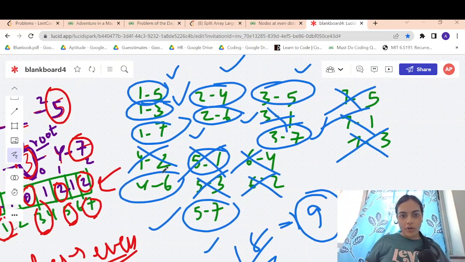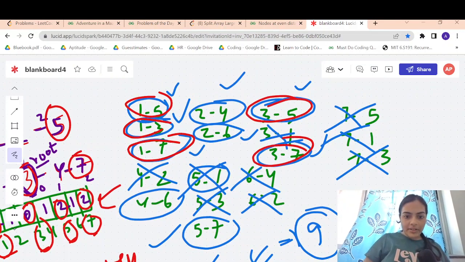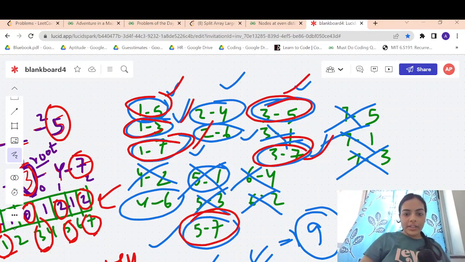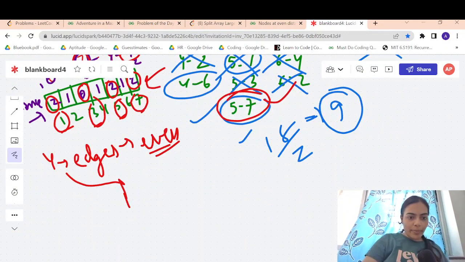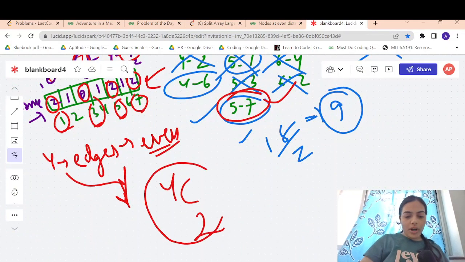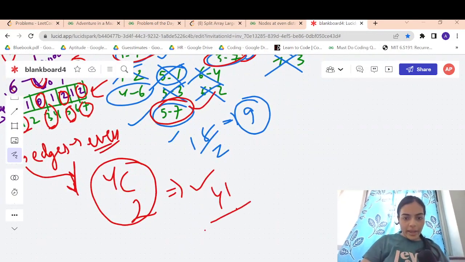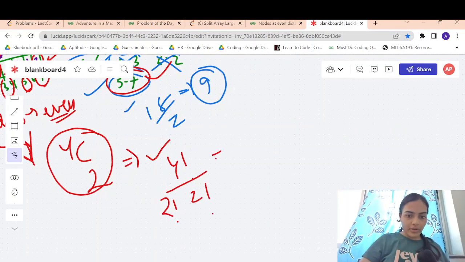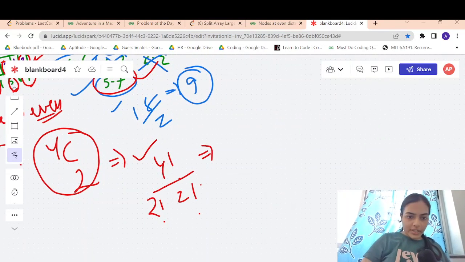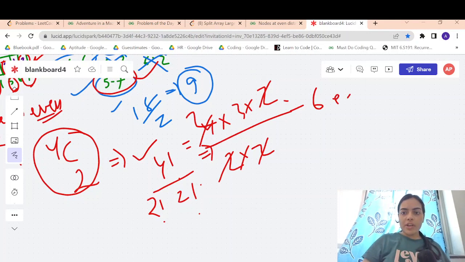Now you see in this graph, we had already made the graph: 1, 3, 1, 5, 1, 7, 3, 5, 3, 7, 5, 7. All these edges are at even distances between them, right? So that is what we did here also. You have 4 pairs. If all are at even distances, just do 4c2. What is 4c2? 4 factorial by 2 factorial, times 2 factorial. So let's solve 4c2. This is 4 into 3 into 2, and below you have 2 into 2. So what will be the answer? 6. So you have got 6 edges, right?